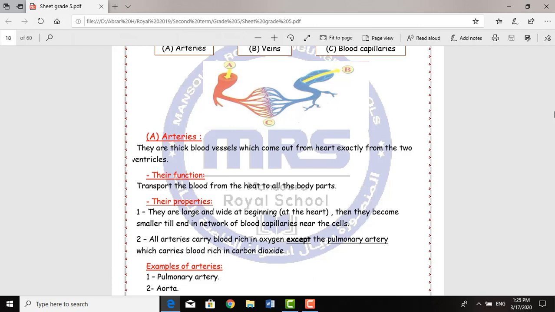So all the arteries carry blood rich in oxygen, except only one artery, which is called the pulmonary artery. This artery carries blood rich in carbon dioxide. Why does it carry blood rich in carbon dioxide? Because the destination of the pulmonary artery is to reach the lung. So the pulmonary artery carries blood rich in carbon dioxide to deliver it to the lung to get rid of carbon dioxide. All the arteries in the body carry blood rich in oxygen, except for the pulmonary artery.